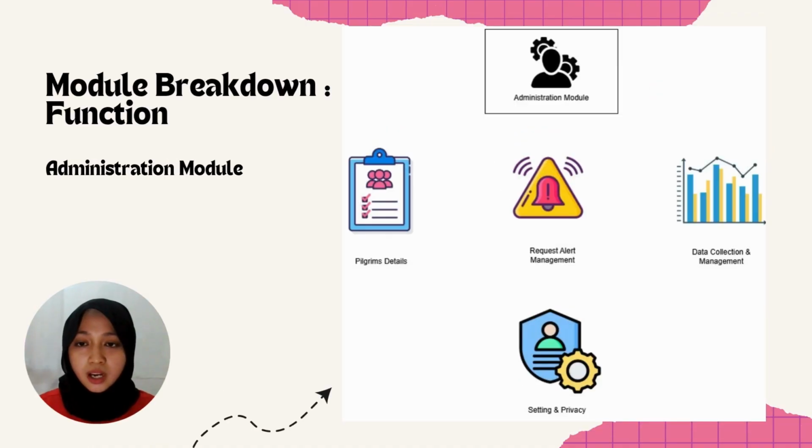Last but not least, in the administration module, we have a few additional features. The admin can view details of pilgrims and mutawif, and it also provides request alert management, where the alert comes from the IoT scanner that has scanned an RFID keychain. The admin also has features like data collection and management. They can see the statistics of the alerts produced, and also the setting and privacy.